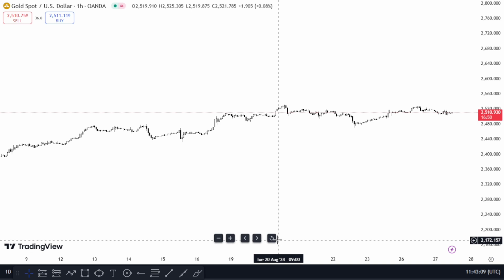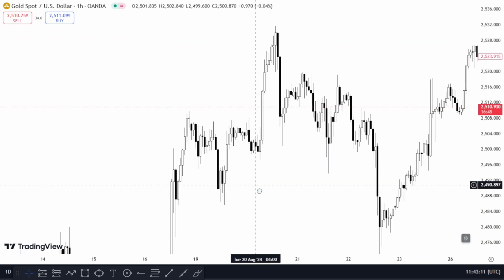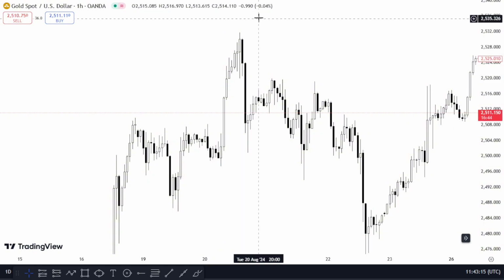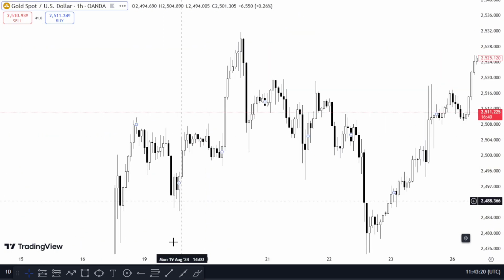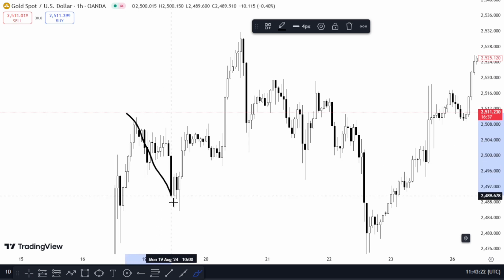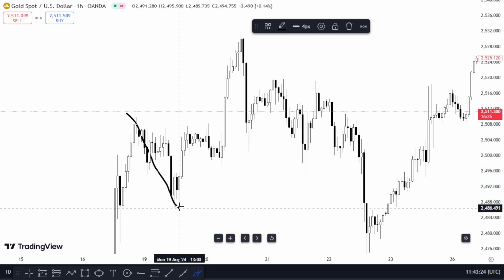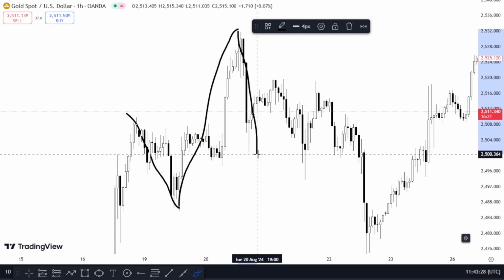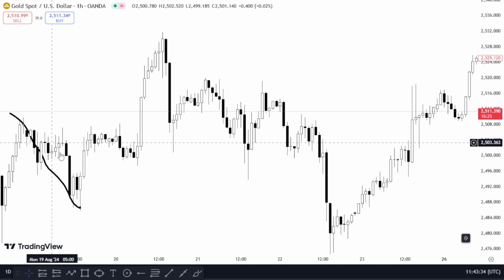Going to the 1 hour time frame, I can actually start building a story, because here we have the market pushing to the upside. We have a high, we have a low, and then the market pushed to the upside. We have a low here now, so we have a story already. But that story is not complete yet.